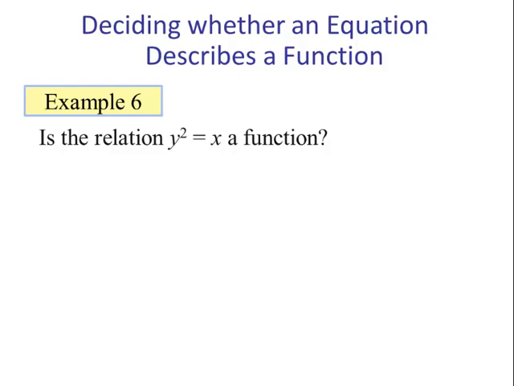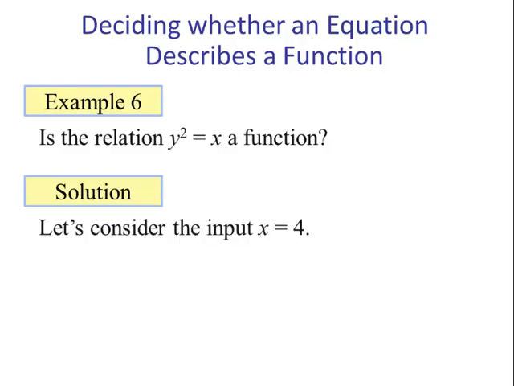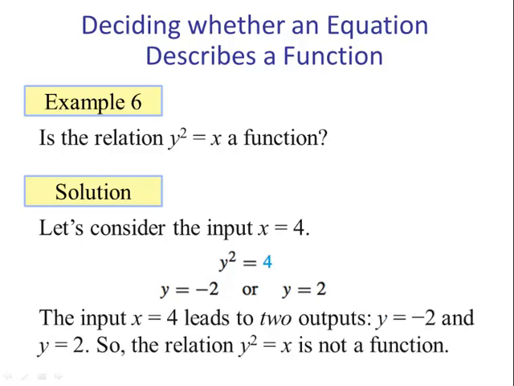Example 6. Is the relation y squared equals x a function? If we consider the input x equals 4, we have y squared equals 4, and this is an equation where we want to know what values when we square give us 4, where there's actually 2. y can be a negative 2 because a negative 2 squared gives me 4, but also a positive 2. 2 squared is 4. So this is not a function because we have an input that leads to two outputs.